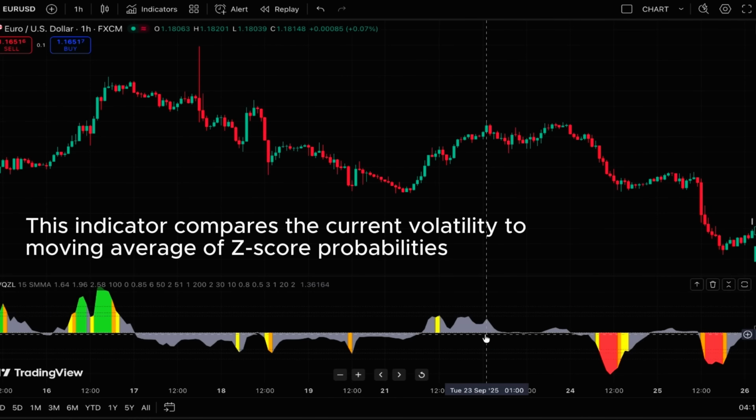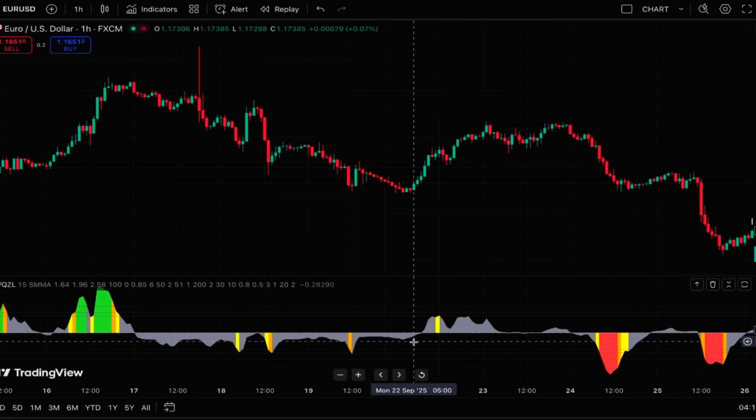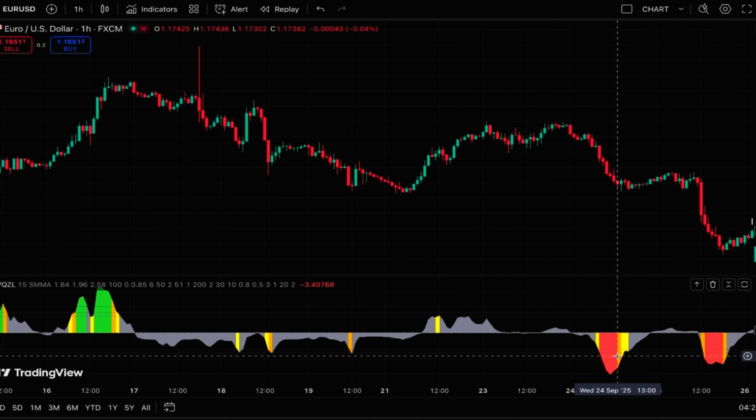This indicator compares the current volatility to moving average of Z-score probabilities. So when the VQZLZ score is closer to the mean, here the indicator will be closer to the zero line, and there is more probability that there is no trend in the market. In other words, the price is moving flat in a consolidation period. On the other hand, when the VQZLZ score is far from the mean, we have more probability that the market is trending and it is out of flat market.